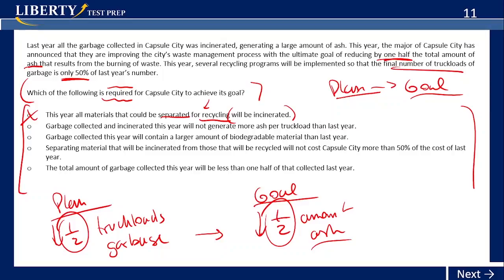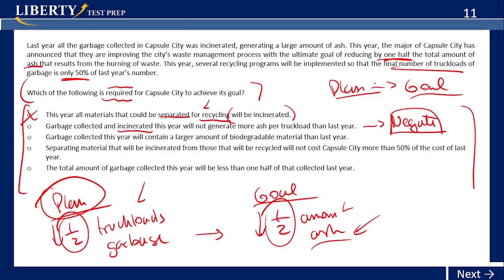Number 2: garbage collected and incinerated this year will not generate more ash per truckload than last year. That one looks attractive. Why? Because it talks about the truckloads, which are the plan, and also because it talks about incineration, which is directly correlated to ash. Now we're going to negate it to see if we can weaken this whole thing. So: garbage collected and incinerated this year will generate more ash per truckload than last year.